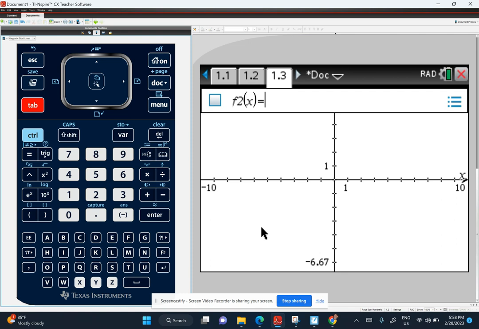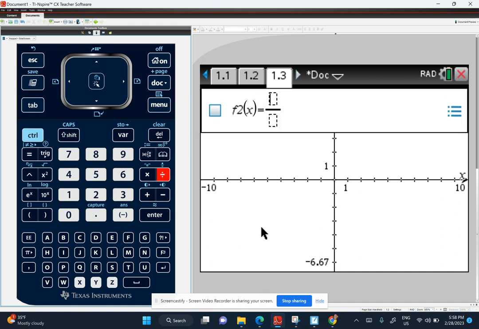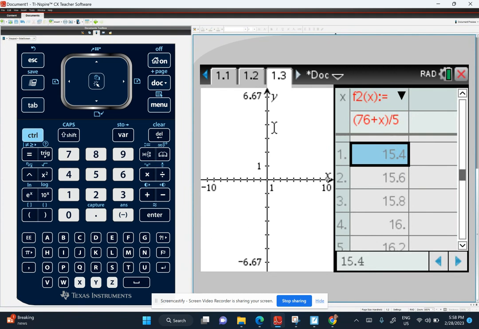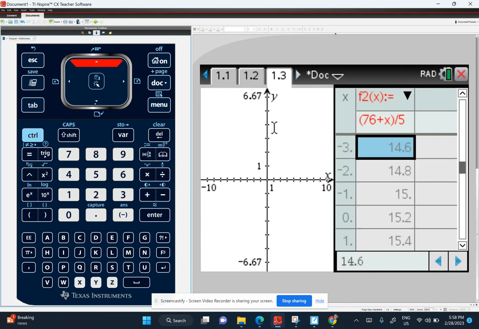So I'm setting up a new graph page in my calculator. Remember, you can use a calculator on this particular competition. I'm going to hit Control Division, and I can type in 76 plus x, and divide it by 5. I'm then going to hit Control T, and look at x values between 4 and 29.